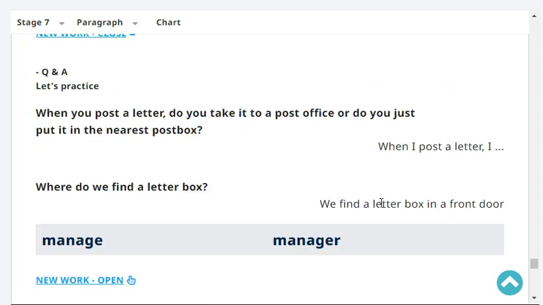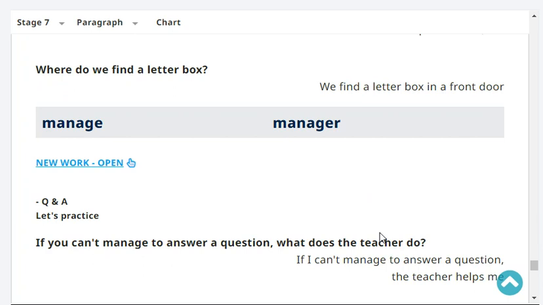Where do we find a letterbox? We find a letterbox in front of a door. Very good. Next, repeat. Manage.